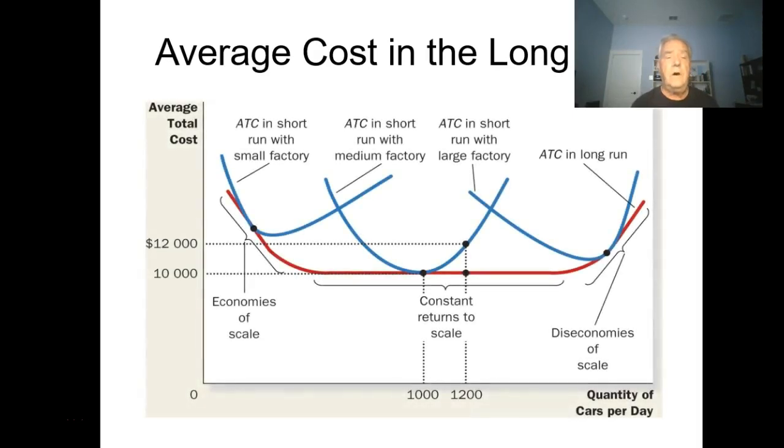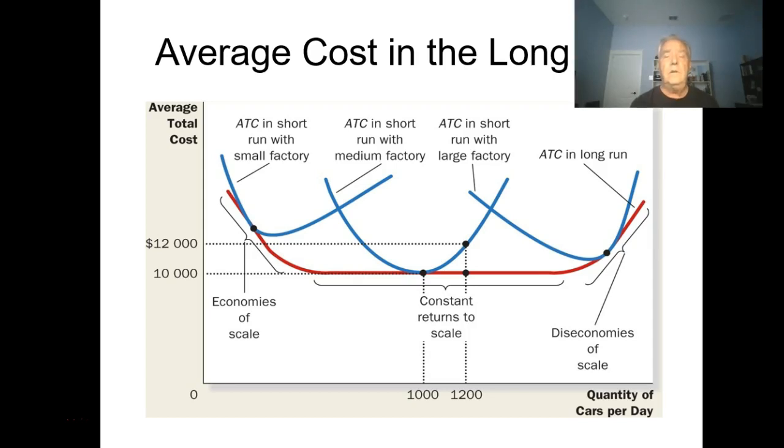This cost chart depicts what happens in the cost per unit, both in the short run, in the medium run, in a short run with a large factory, and then the average total cost in the long run. And you'll see that over time we tend to be able to reduce costs. The longer the period, the better. But at some point in time, the average total cost in the long run starts to increase. And this is called diseconomies of scale.